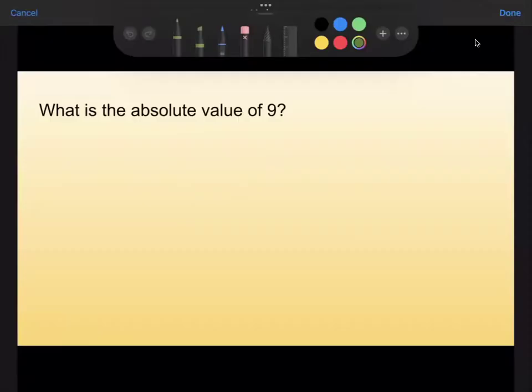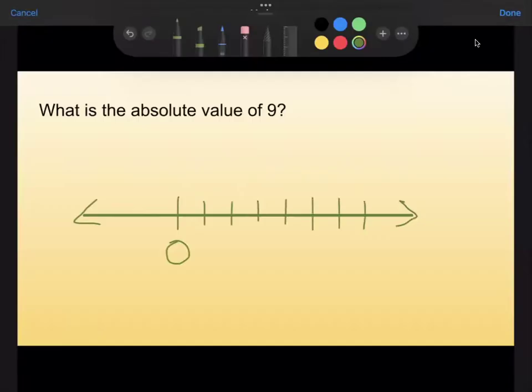Okay, here's our next one. What is the absolute value of 9? So for this one, you can use either the number line or the shortcut, whichever you feel is more comfortable to you. I'll show you guys on the number line real quick. So I'd have 0 here, and then I'd go 1, 2, 3, 4, 5, 6, 7, 8, 9, and end up out here to place 9. And then the distance from 0 to 9 is 9 units. So that means the absolute value of 9 is 9.